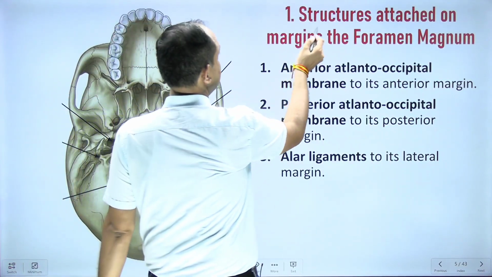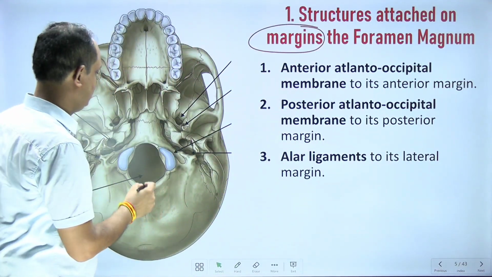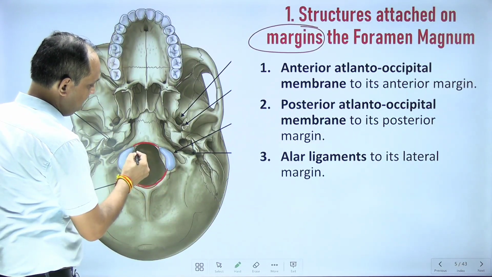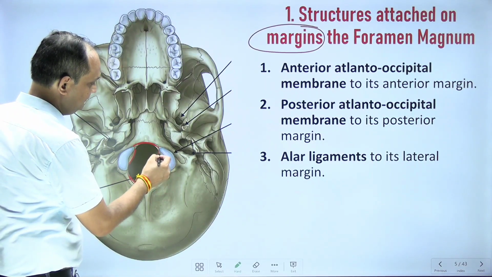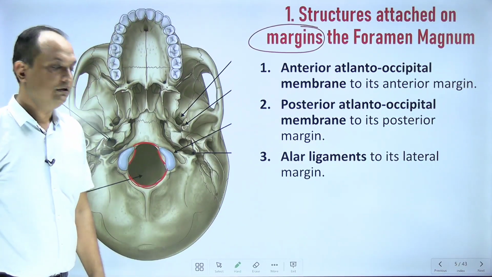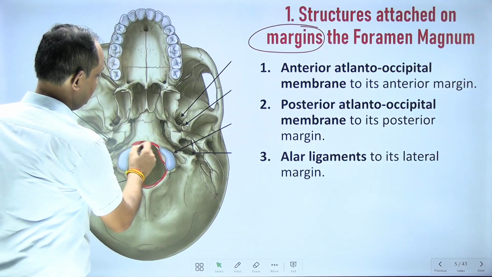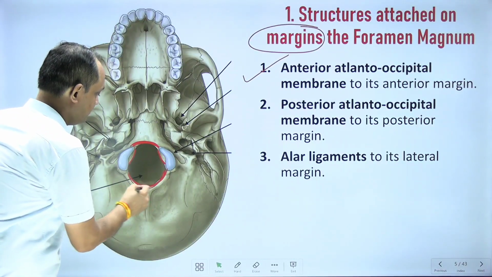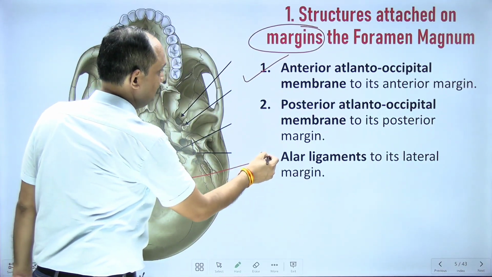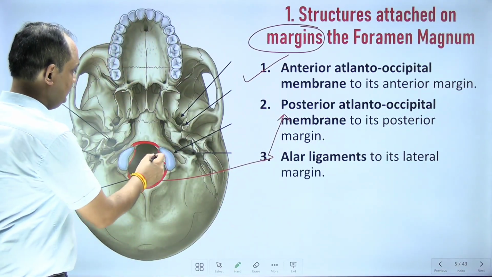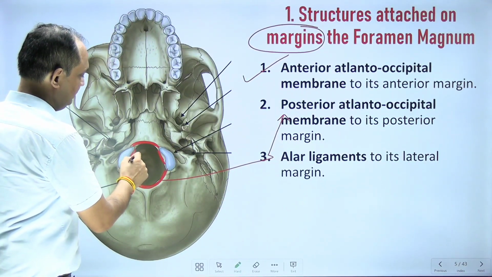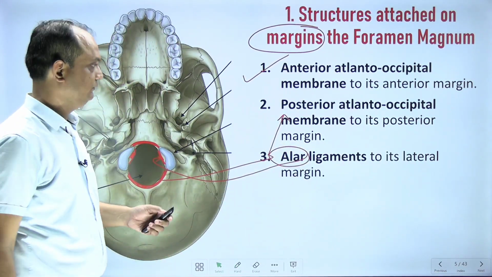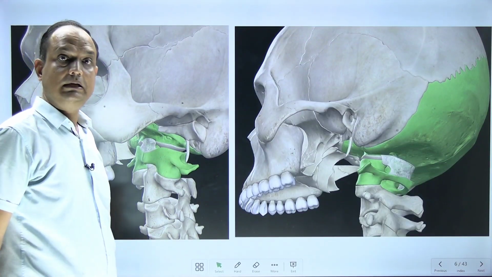First we will see the structures attached on the margins. When you see the margins, we will see the attachment on the anterior margin, the attachment on the posterior margin, and the attachment on the lateral margin where you have these tubercles of the occipital condyle. On the anterior margin you will have the attachment of the anterior atlanto-occipital membrane. On the posterior margin you will have the attachment of the posterior atlanto-occipital membrane, and on the tubercles on both sides, on the medial side of these condyles, you will have attachment of the alar ligaments. So we will see the images for these 3 different attachments.